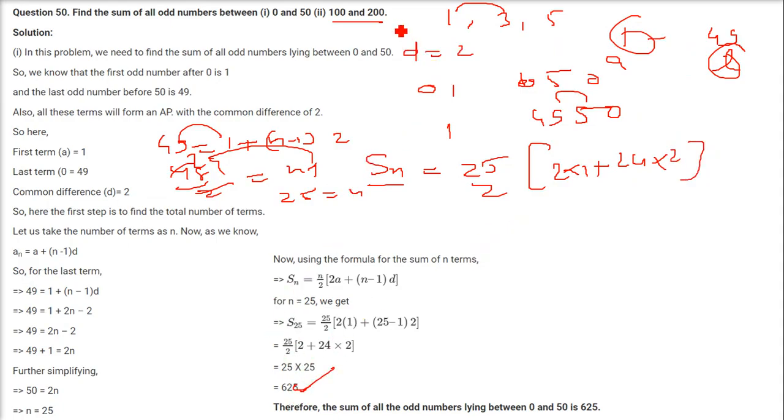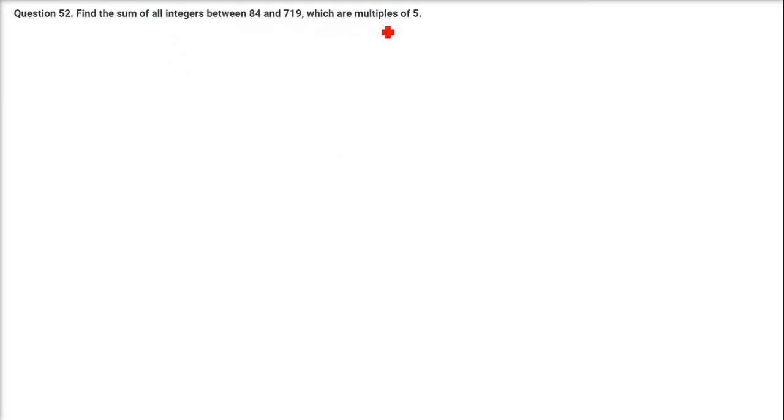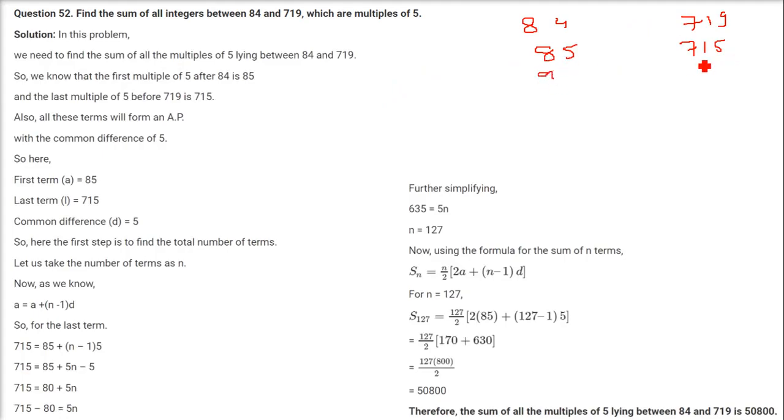It will be 625. Now find the sum of numbers between 84 and 719 which are multiples of 5. So 84 and 719. Which is the number divisible by 5 after 84? It is 85. And which is the number before 719 which is divisible by 5? It is 715. So in this series, A is 85, L is 715. So how do we find how many numbers are there in the series, or AP you can say? For that, we have the last term.